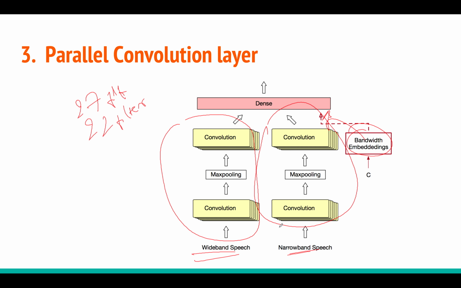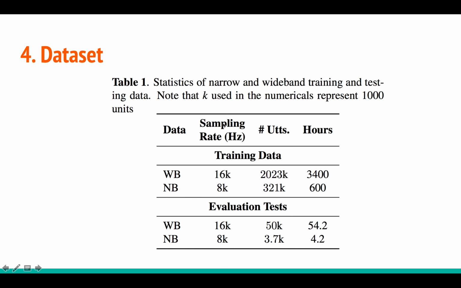So this is how the parallel convolution model works. And coming to the dataset, this is Apple's paper, so they have their own dataset. They have wideband data, around 2,023,000 sentences, with 3,400 hours of data.